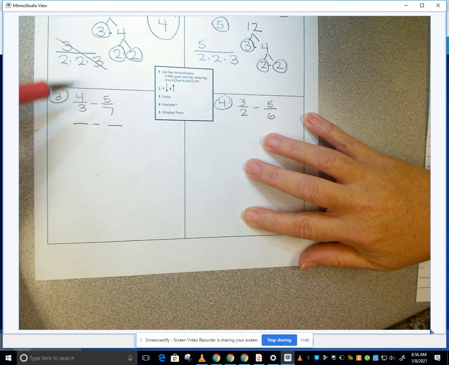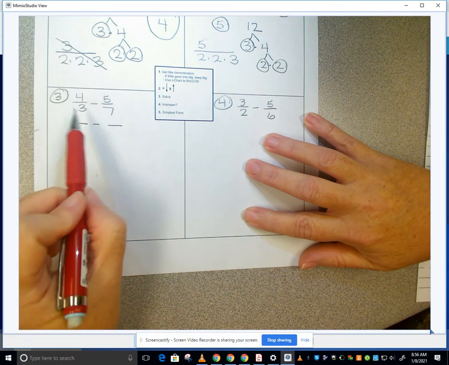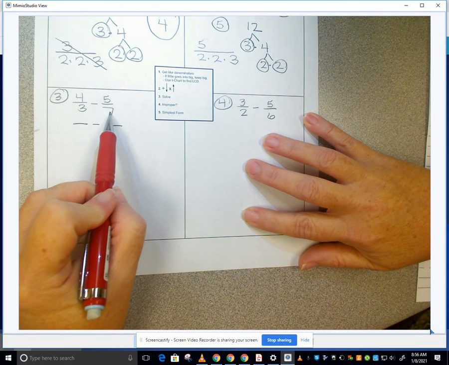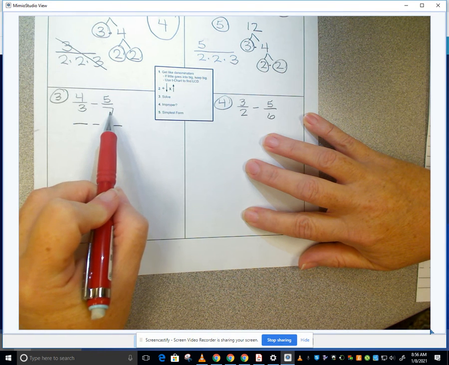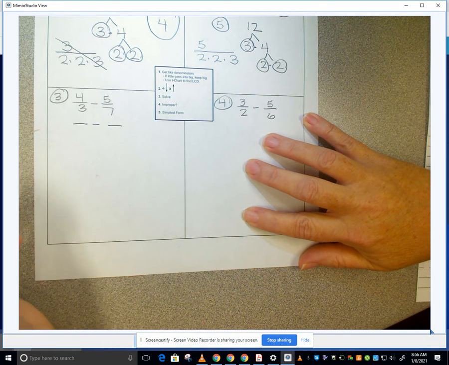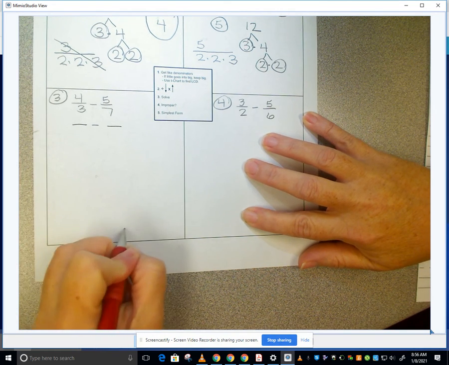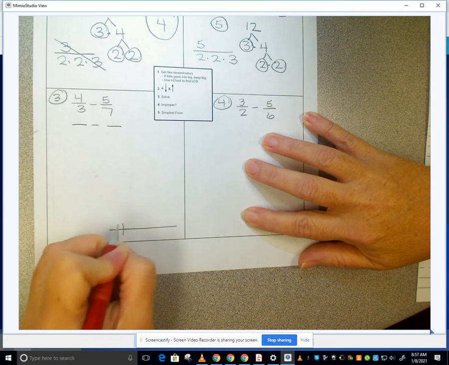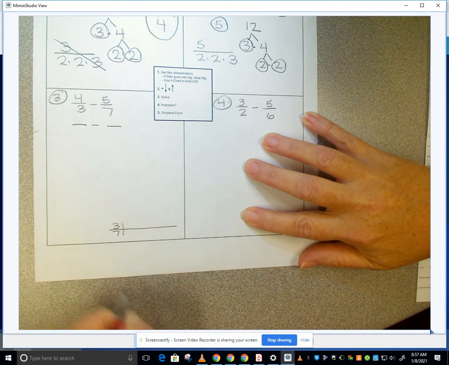Okay, we've got to get a new denominator. Little goes into big. Will 3 go into 7? Not evenly, so I can't use that strategy. I'll need to use a T-chart. So I'll come right down here and use me a T-chart with 3 and 7.